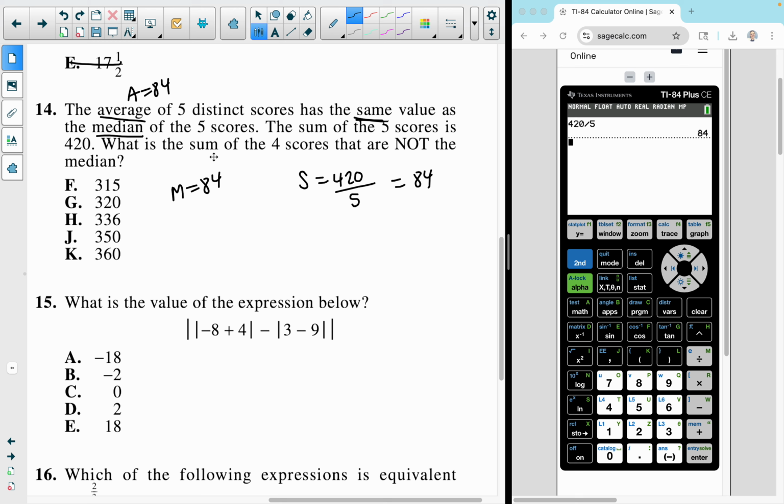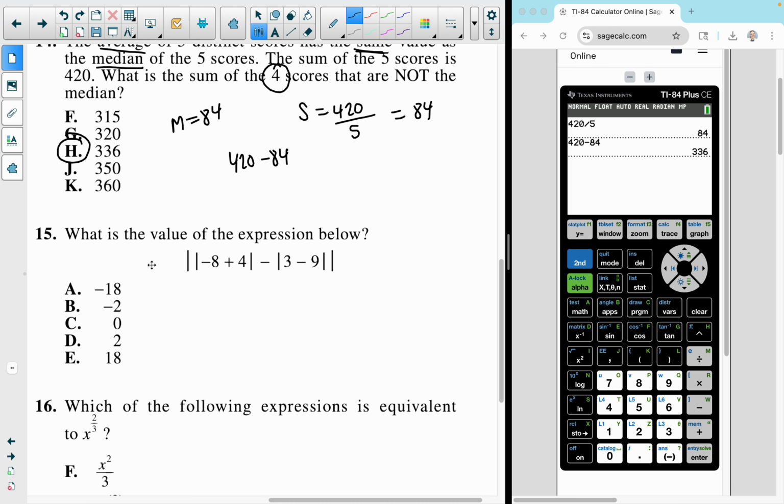So the question is, what is the sum of the 4 scores that are not the median? I want to know the 4 scores. Well, I know all 5 of them add up to 420. So I don't want the median. So I take my 420 and I subtract the 84. So 420 minus the 84 is 336. H.